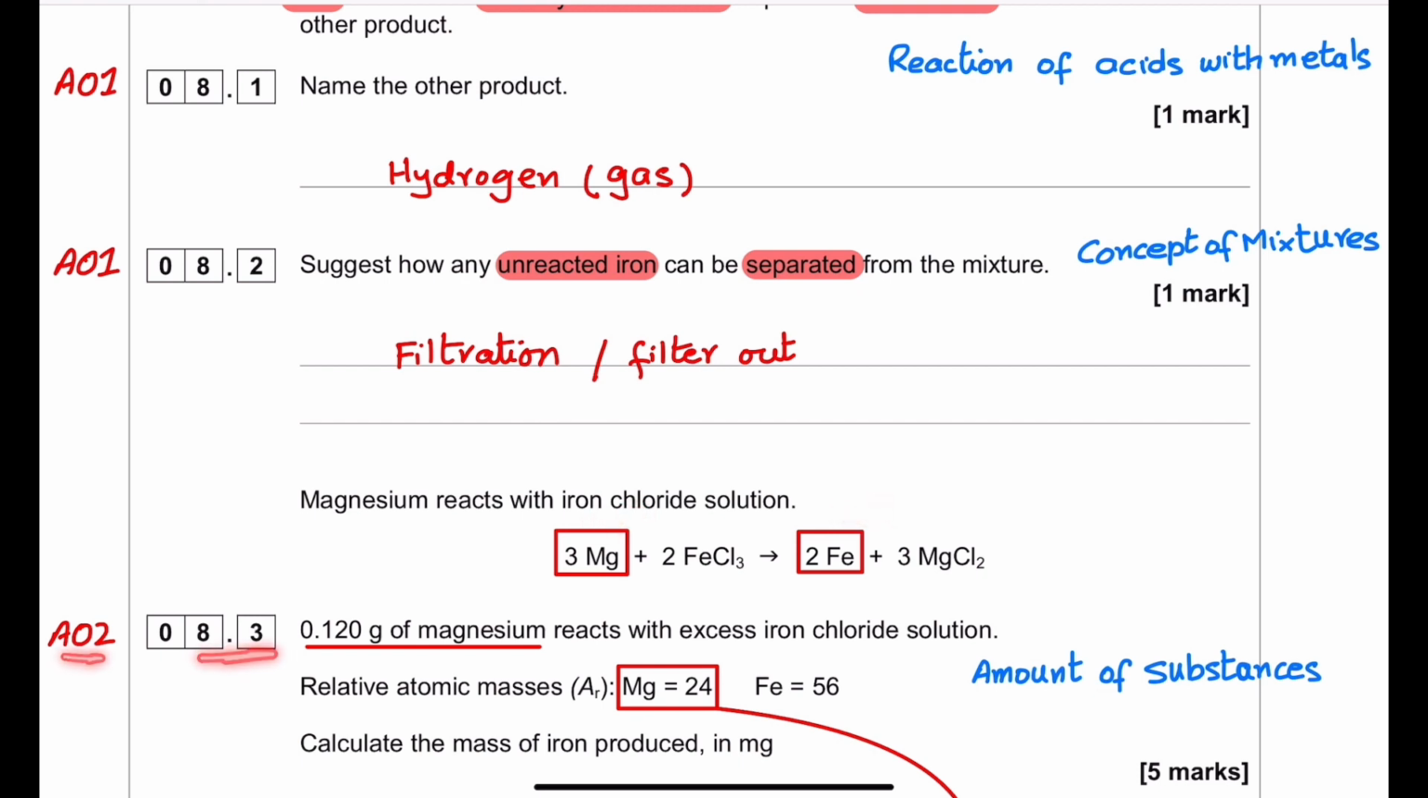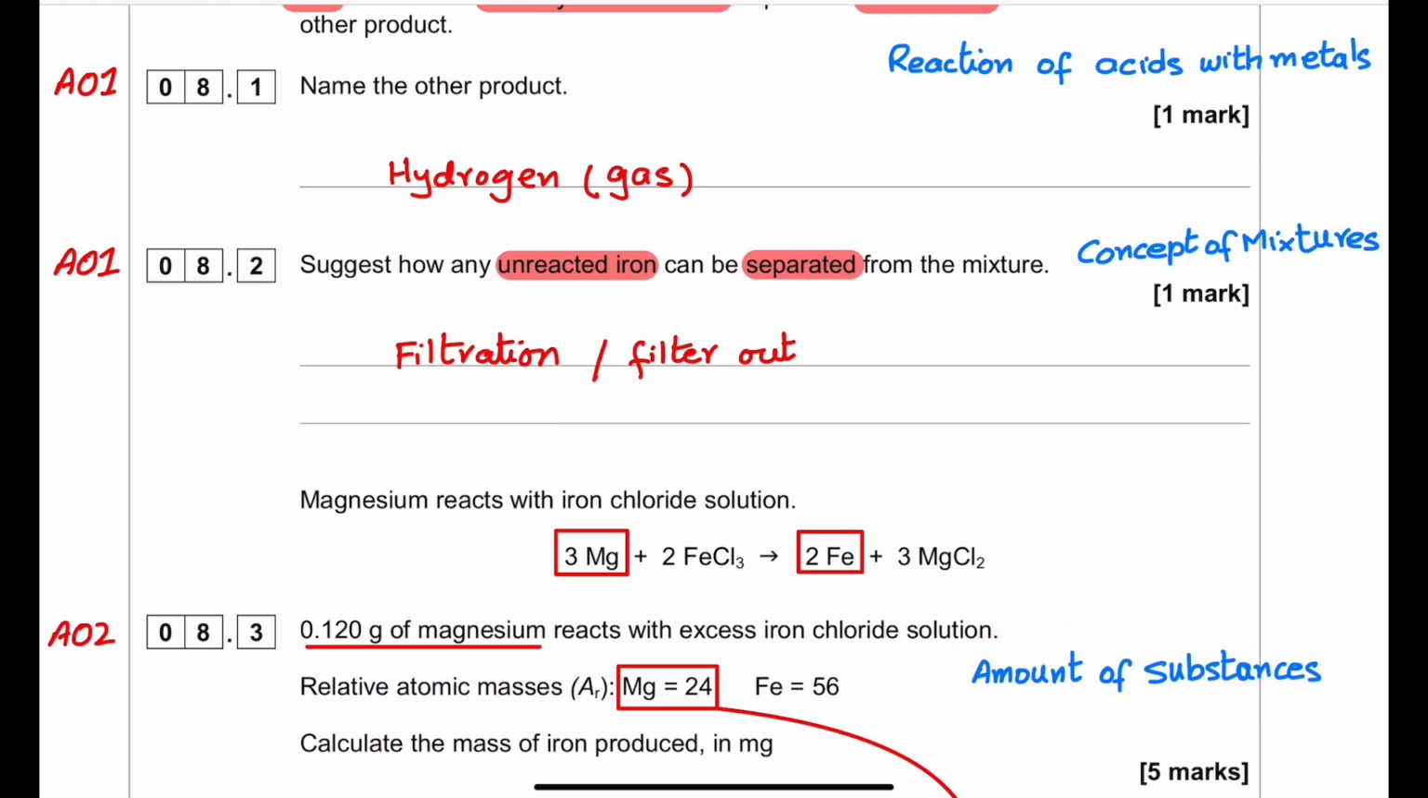8.3 is an AO2 question. 0.12 grams of magnesium reacts with excess iron chloride solution. The relative atomic masses of magnesium and iron are given: magnesium is 24 and iron is 56. Calculate the mass of iron produced in milligrams. The relation is between magnesium and iron, so we don't need to consider magnesium chloride or iron chloride in our answer. This question is from amount of substances.